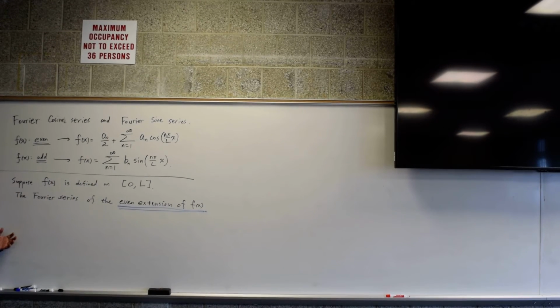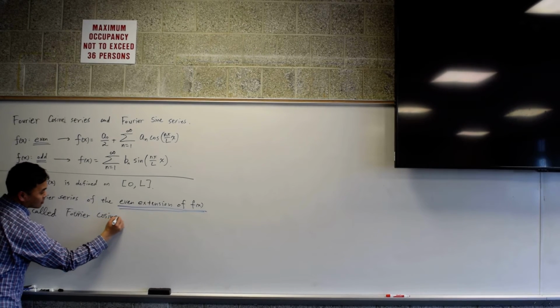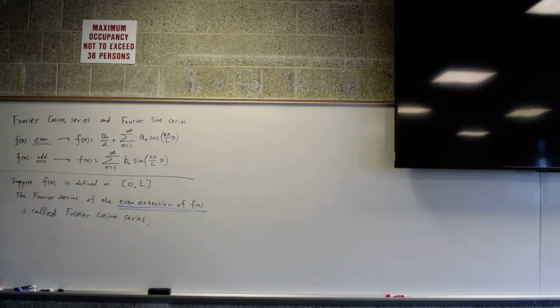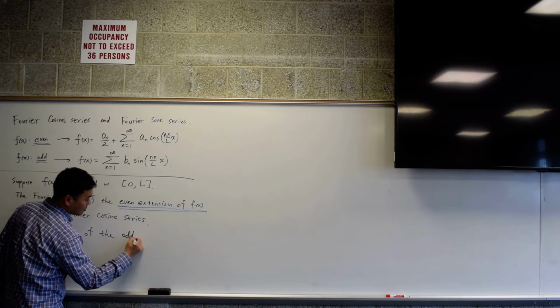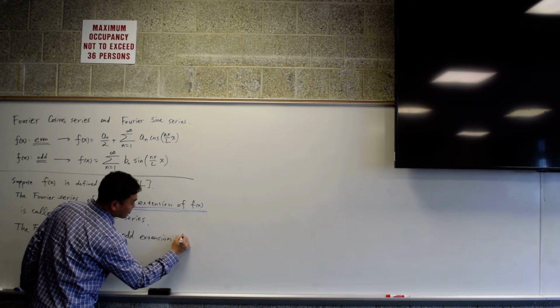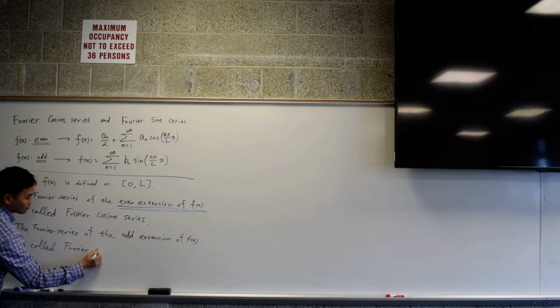So you call this series what? It is called the Fourier cosine series. Simple, right? And now you kind of know what I'm going to say next. The Fourier series of the odd extension of f of x is called the Fourier sine series.